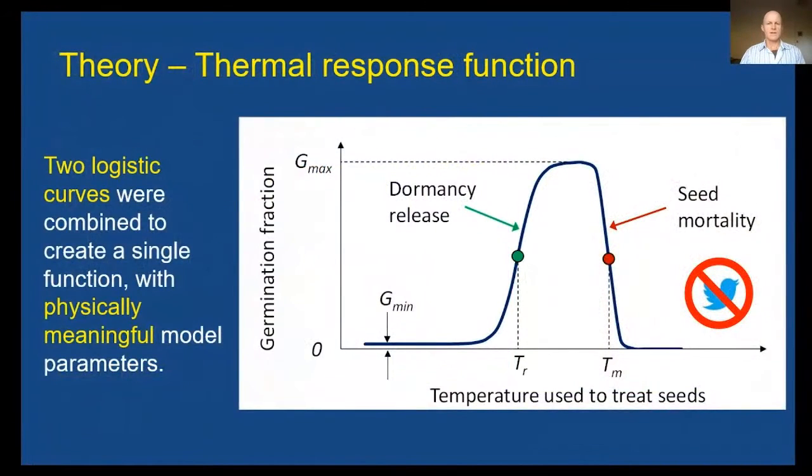Looking now at a bit of theory, I needed a function to represent both the dormancy release phase and the seed mortality phase of a germination response. And I didn't find any such function in the literature. So I combined two logistic curves to create the function you see here. Each parameter of this model has a physical meaning, and we'll be looking at some of those parameters shortly.